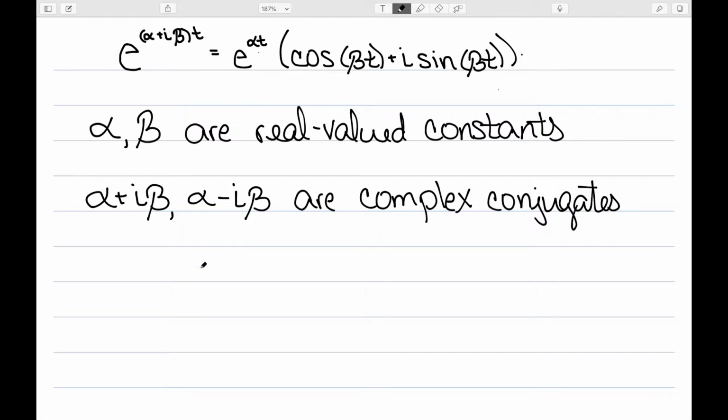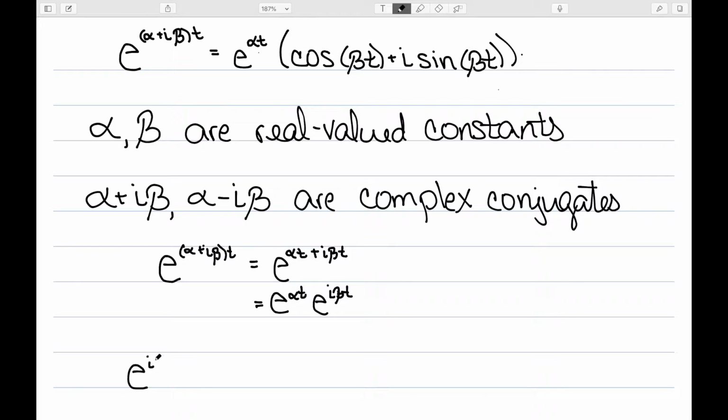So I want to look more into this formula. And I can start with some very, very basic manipulations. For instance, we can easily distribute this exponent. This would be e to the alpha t plus i beta t. We can use properties of exponents to say e to the alpha t times e to the i beta t. And so what I'm actually claiming here is that e to the i beta t is equal to cosine beta t plus i sine beta t.